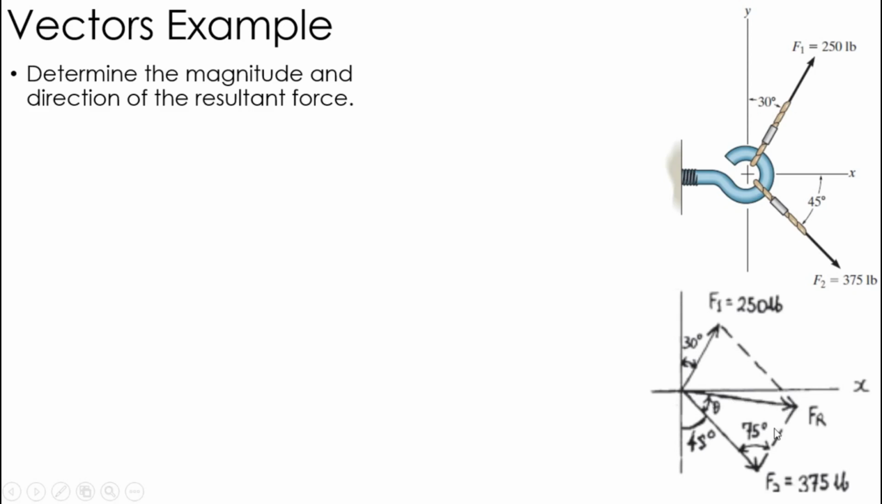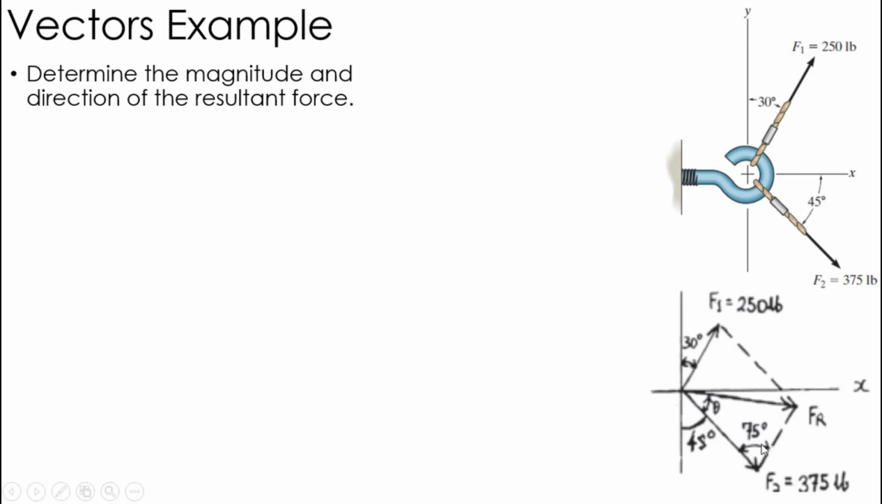So what I have here is a triangle that I can then use to solve for that resultant force. This side of the triangle is F2, so the magnitude of this side is 375. The magnitude of this side of the triangle is 250.